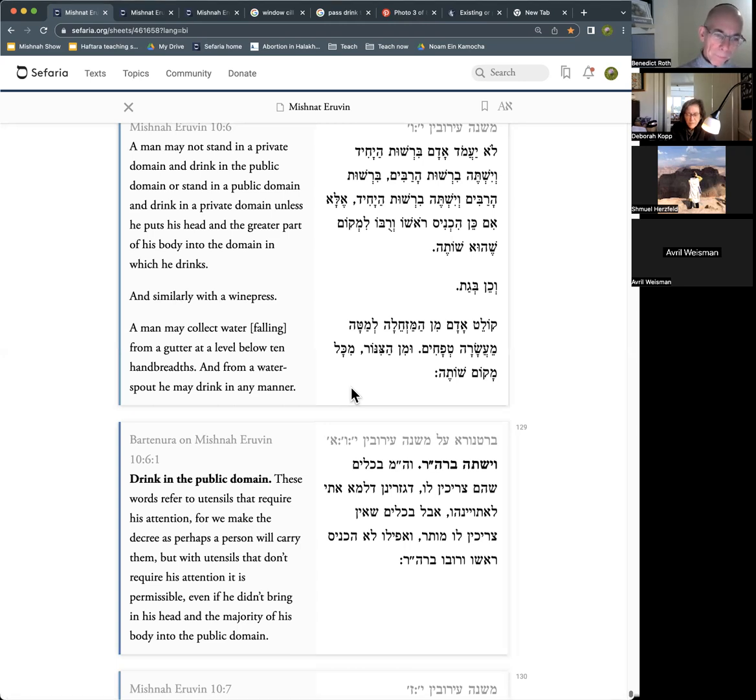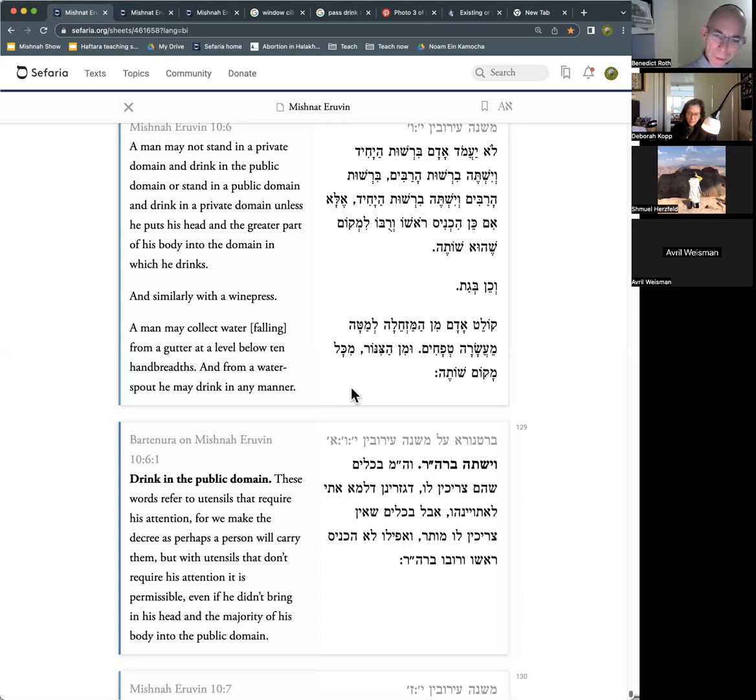So the water is going to be falling into, well, we know that the level above 10 hands breadths is a makom patur. But once it falls below 10 hands breadths, I guess that is already in the whatever reshut that the person is standing in. So he's not transferring it. He's not transferring it from upper to lower.